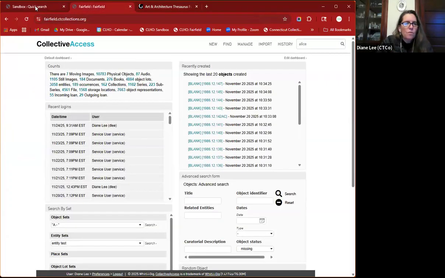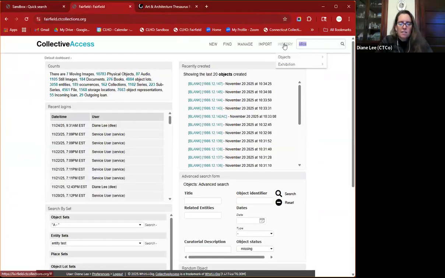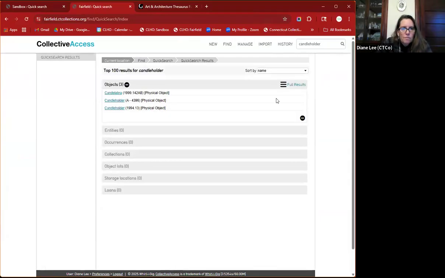Now I'm curious, if I search for candle holder two words, is there anything? It's in the sandbox, so maybe nothing in here. Yeah, nothing in here. Do I have anything in Fairfield? And I'm slightly terrified to see what we put things in as the past. Okay, I have two. One word, great. And I know I have a candelabra.